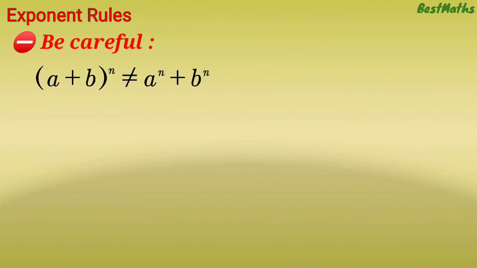We have seen that we can distribute an exponent over multiplication and division, but be careful because we cannot distribute an exponent over addition or subtraction. For example, a plus b to the n is not generally equal to a to the n plus b to the n. And similarly, a minus b to the n is not generally equal to a to the n minus b to the n. We will verify this with a counterexample.